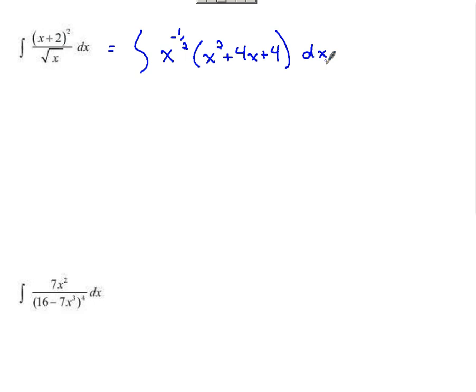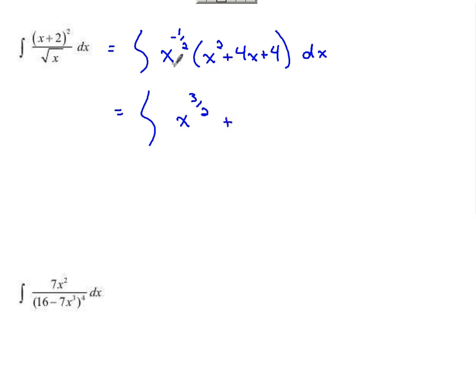Okay, we're not at the point yet where we can just take the antiderivative because we need to have single terms to play with. We've got some multiplying that still needs to take place. So take that x to the negative 1/2, distribute it through. As you distribute it through, you've got like bases, so we're adding exponents. x to the negative 1/2 times x squared, negative 1/2 plus 2, that's going to be 3/2.